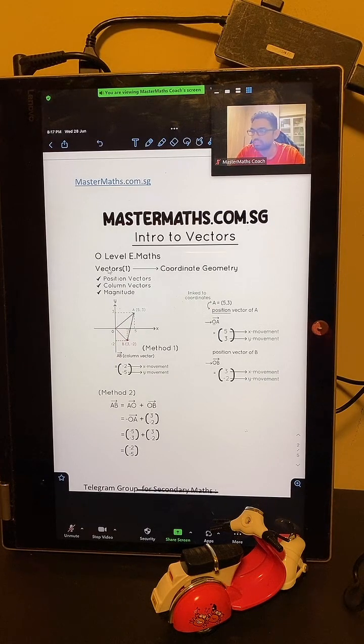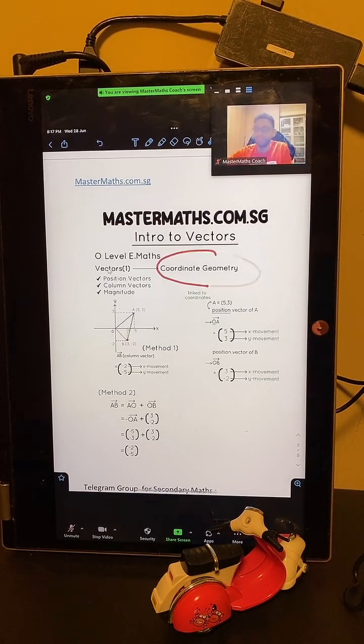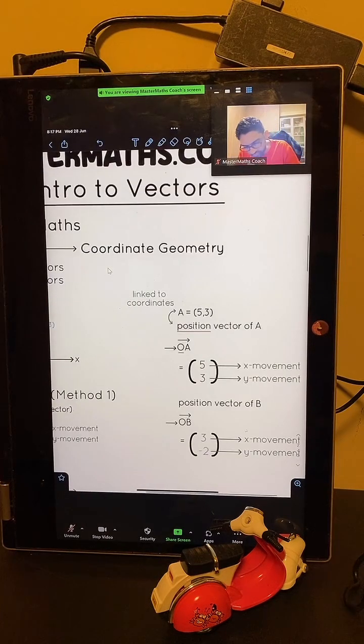Okay, friends. Coordinate geometry is closely linked to vectors. Like I said earlier, if you have a position vector, it is basically your coordinates. Again, it only works for position vectors. Let me share with you some examples. Let's say you have the coordinates A, which is 5 and 3.